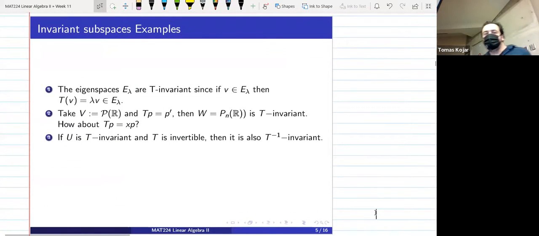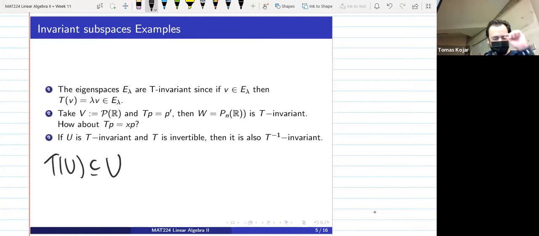All right, here's some results you are free to use. If U is T invariant and T is invertible, then U is also T inverse invariant. And let me prove that. So, what are we saying? We're saying T of U gets mapped inside U. This is a tricky one. So you have this, but since your map is invertible, you can in fact say that they're equal.